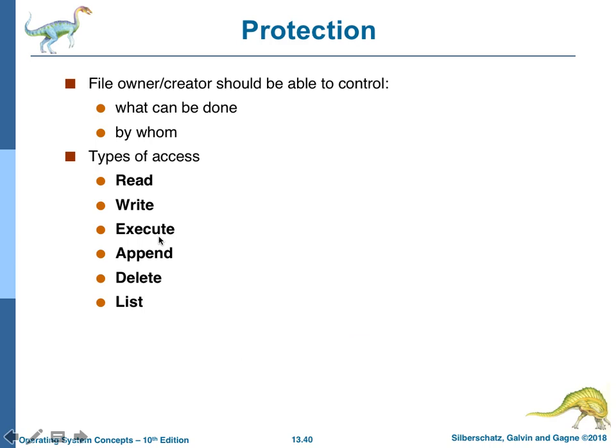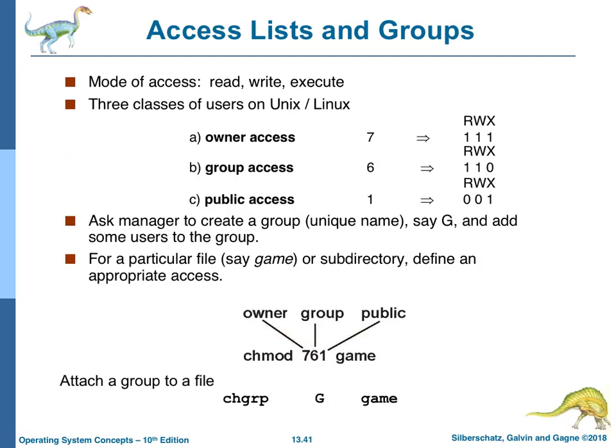Then we also have protection. We have different types of protections: read, write, execute, append, and delete. These are different protections, so that someone can read, or someone can write, or execute, or maybe append, delete or list these files. You can even protect your files from being listed in an uncontrolled user space. So for protection, we have different types of access lists for different types of groups.